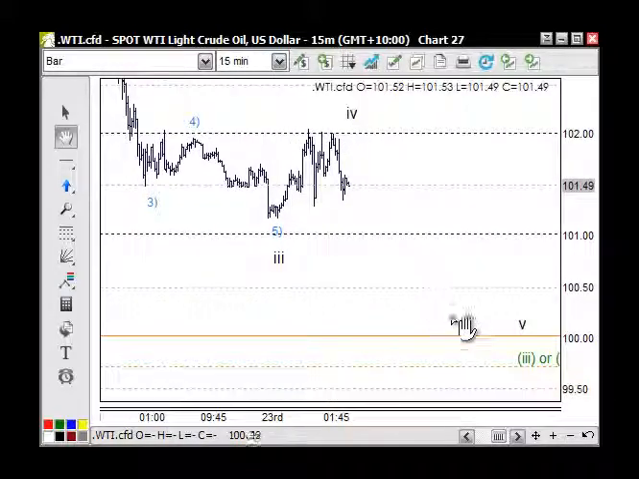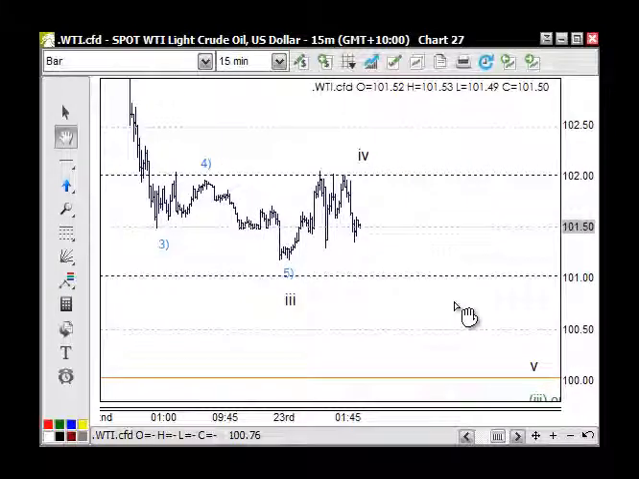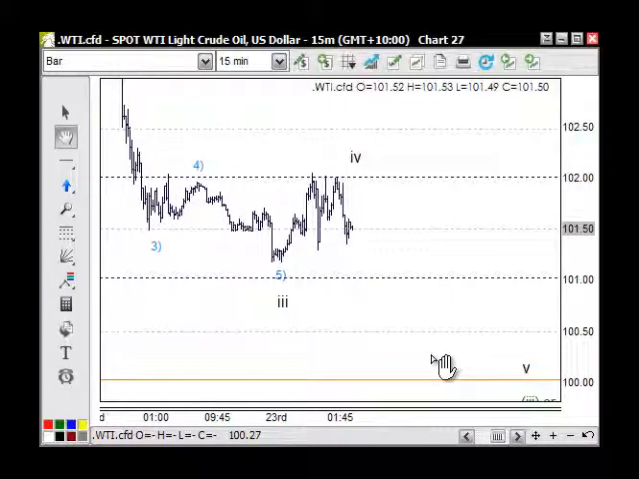By the time it gets down to here, the market will be oversold on the daily basis. So expect, don't be heavily short in this area. You want to lighten up as it goes down.